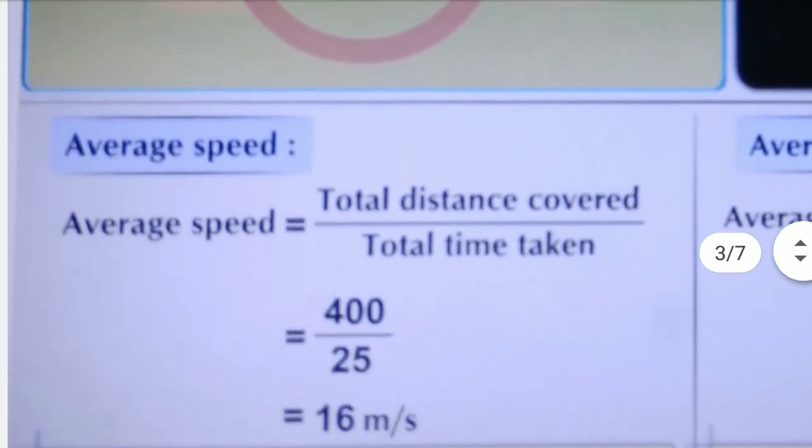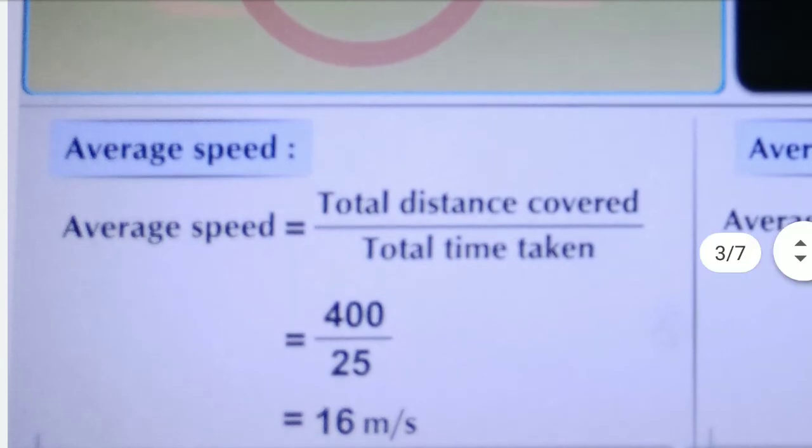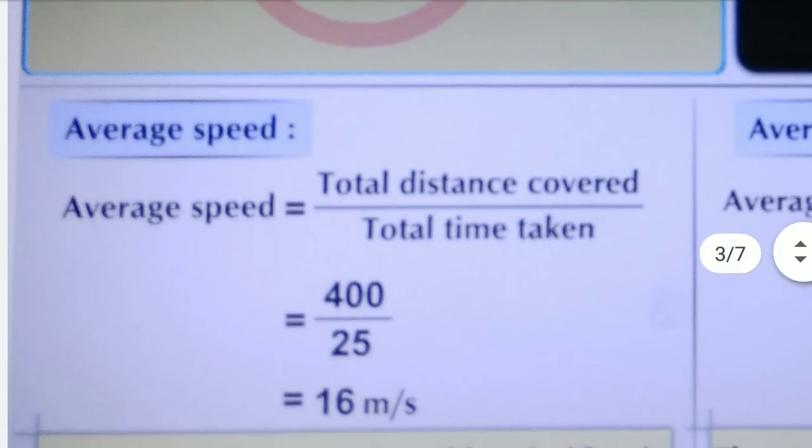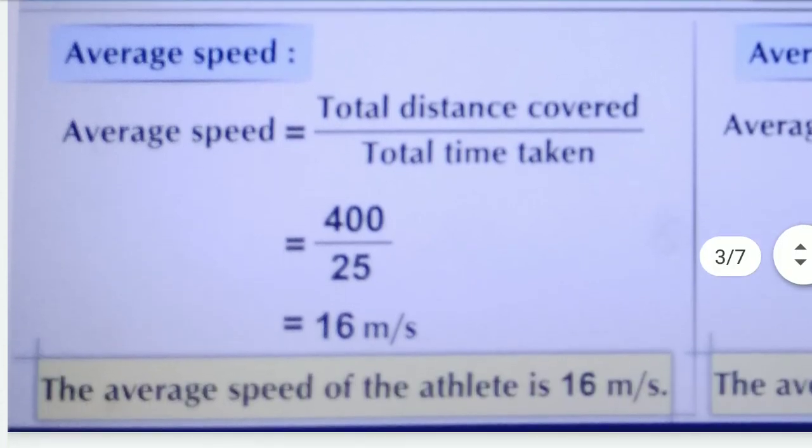The formula used to find out average speed is given by total distance covered divided by total time taken. Therefore, average speed is equal to 400 divided by 25, that is 16. The unit of speed is meter per second as total distance covered is 400 meter and total time taken is 25 seconds. The average speed of the athlete is 16 meter per second.